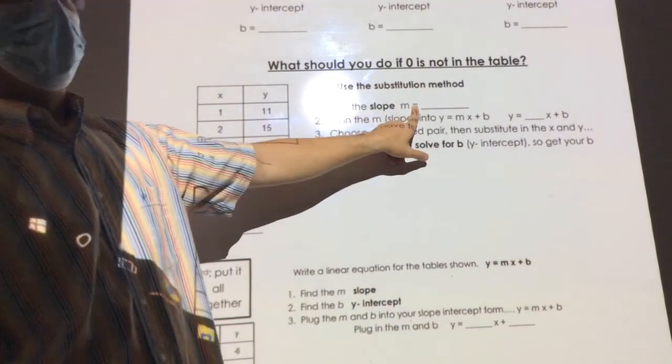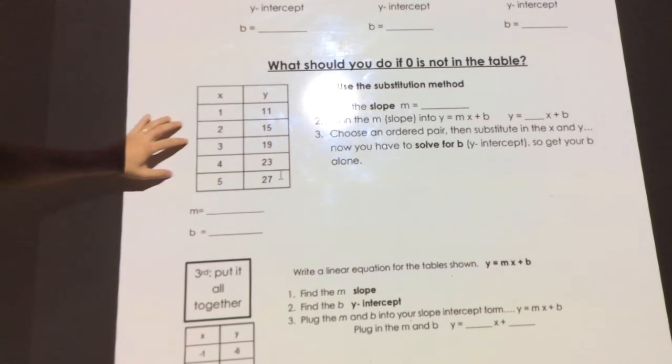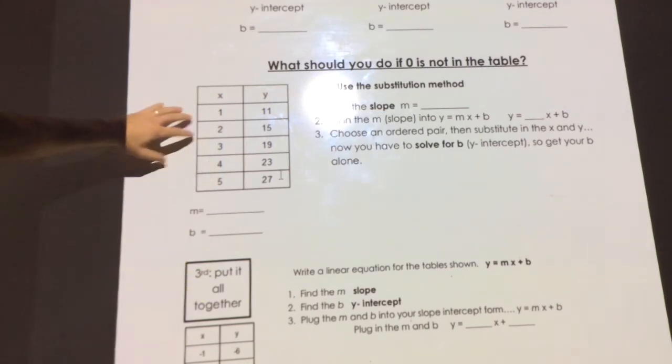So here it says, what should you do if 0 is not on the table? Well, here's option number 1. You put it in your calculator. I just explained that to you, right? Here's option number 2. We're going to find the slope. Without using the calculator, I want you to do this one mathematically. Find the slope of this table.